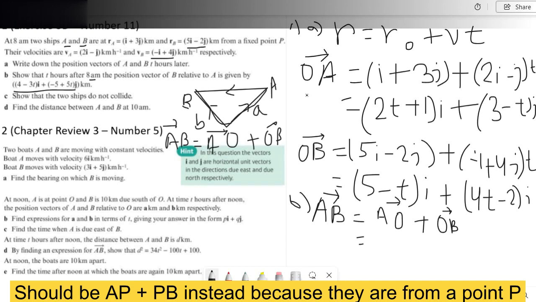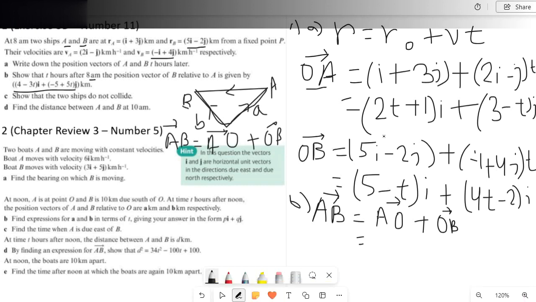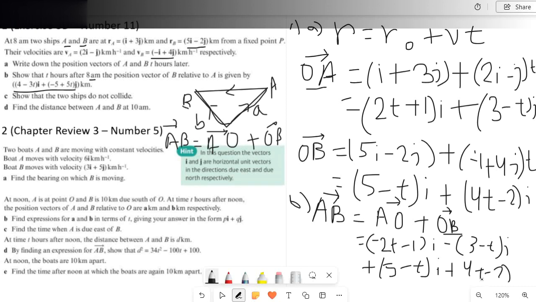Because we have the expression for OA, AO means that the direction of the vector is reversed. So we have minus (2t plus 1) i minus (3 minus t) j, and plus OB, which we found before as (5 minus t) i plus (4t minus 2) j.